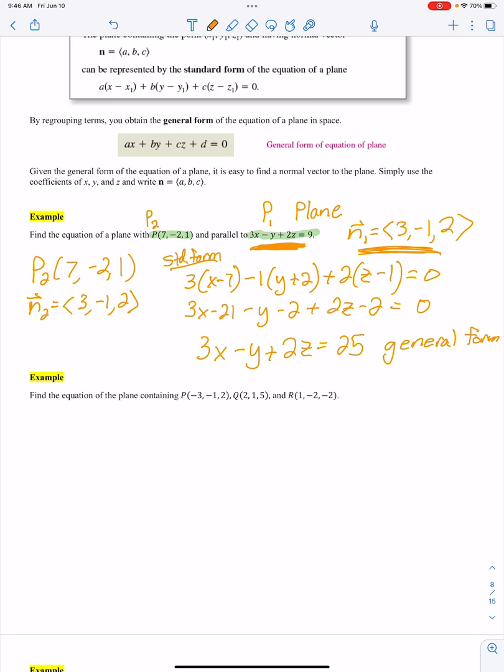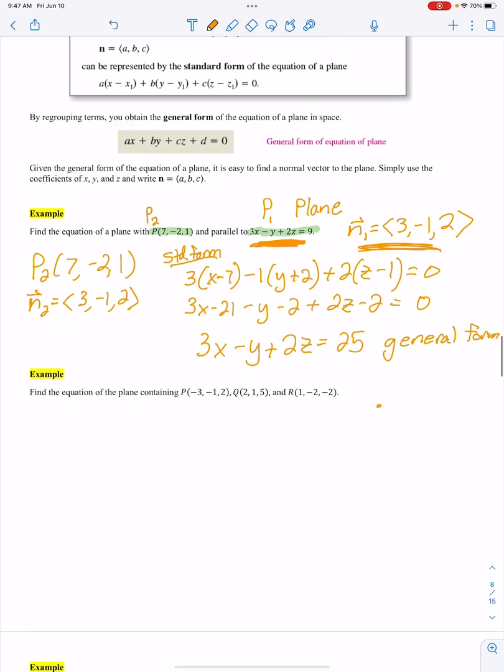If you're ever unsure if it's a plane or a line, plug it in. Take that equation, plug it in, and look at it. Another thing to just try to put in your brain, a line can't be expressed as a single equation, not in three space. Okay. The second example says, find the equation of the plane containing, and we have three points.